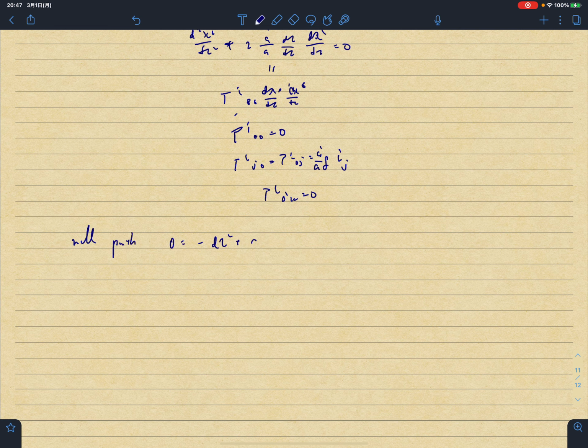Omega 2 is the observed frequency. Omega 1 is the original frequency when emitted. So this is the redshift factor.